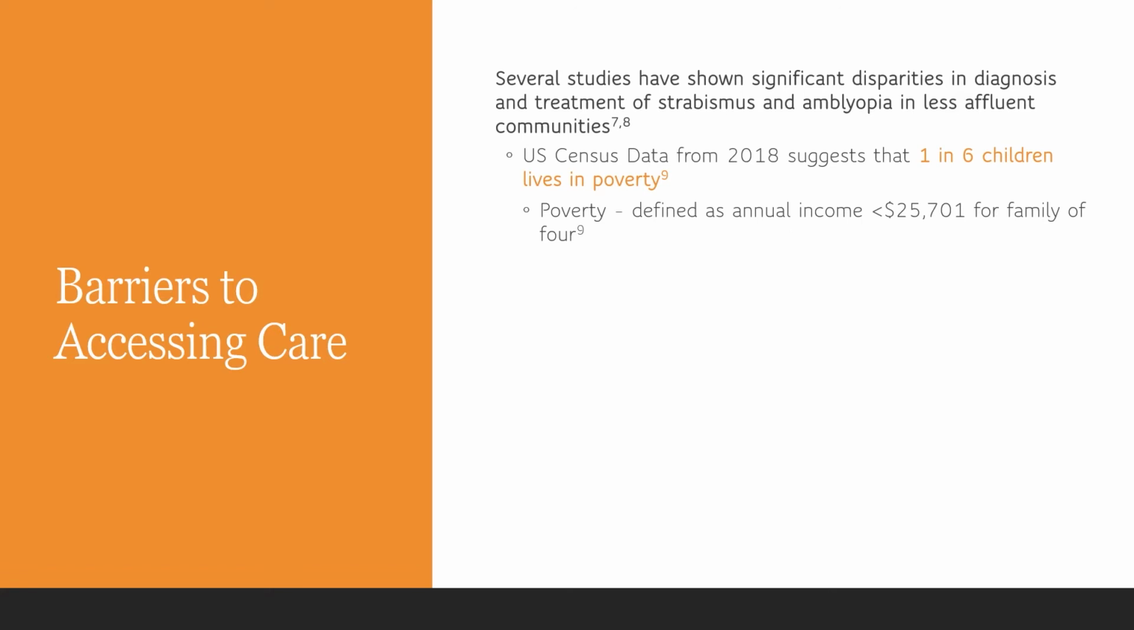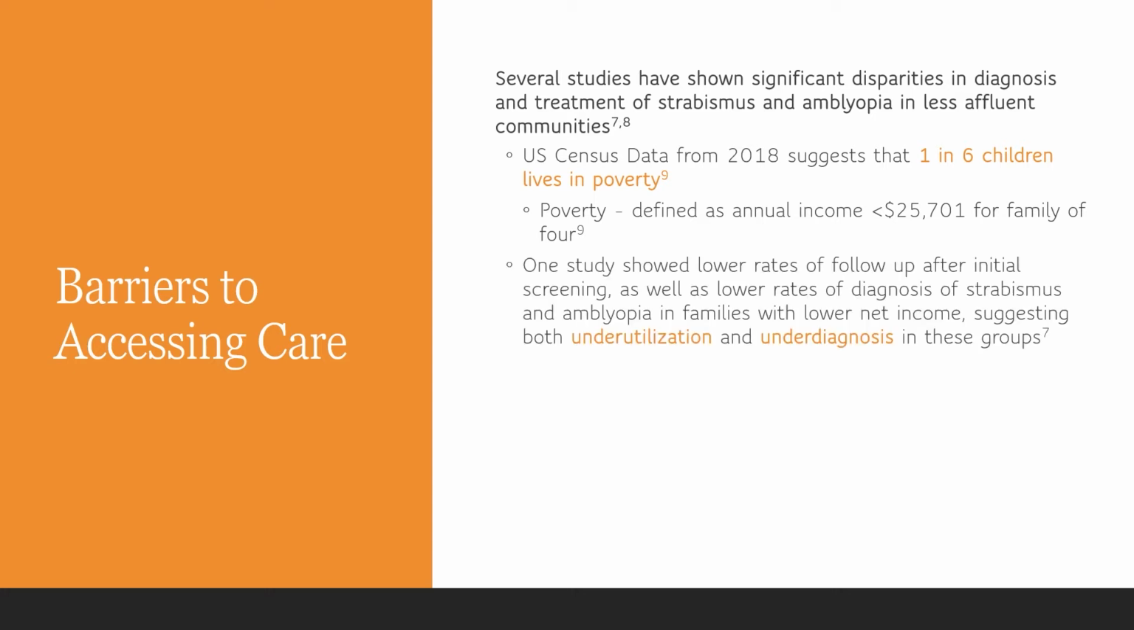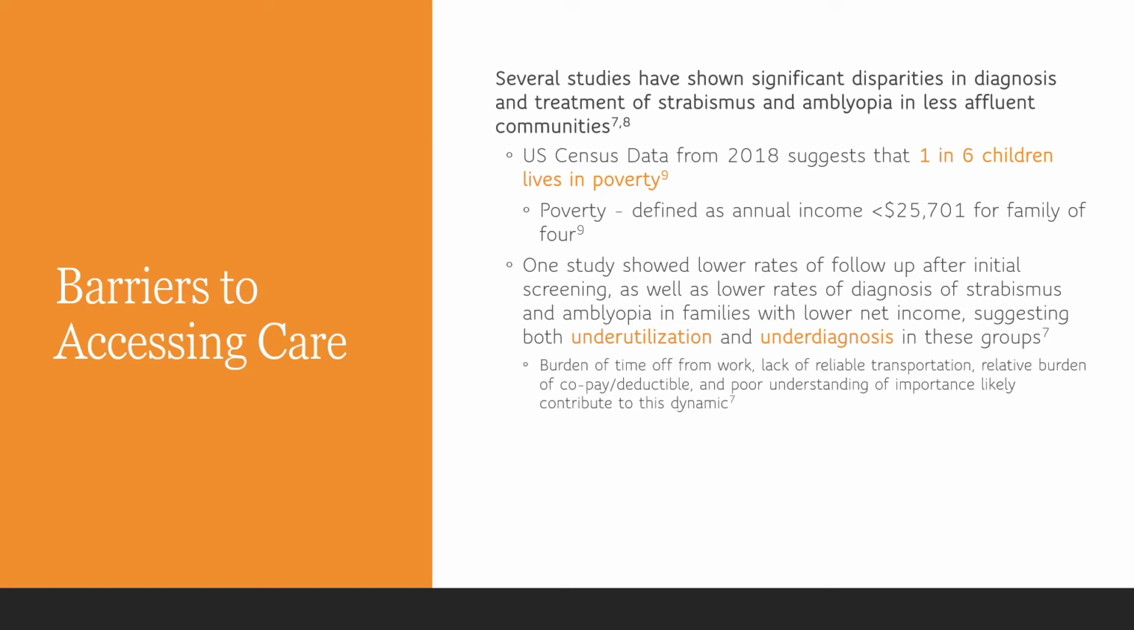U.S. Census data from 2018 suggests that 1 in 6 children lives in poverty, defined as an annual income of less than $25,701 for a family of 4. One study showed lower rates of follow-up after initial screening, as well as lower rates of diagnosis of strabismus and amblyopia in families with lower net income, suggesting both underutilization and underdiagnosis in these families. The burden of time off from work, lack of reliable transportation, and relative burden of copay and deductible, and poor understanding of the importance of these diagnoses likely contribute to this dynamic.